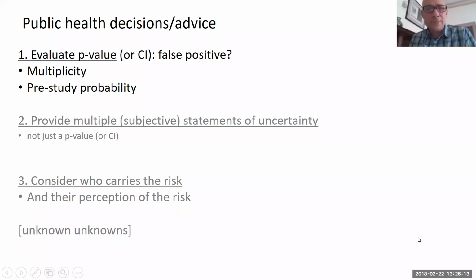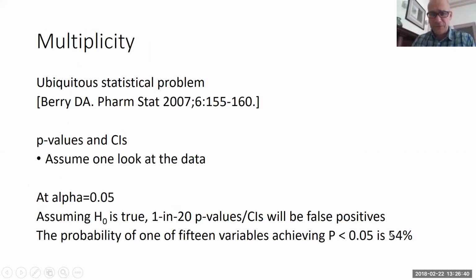So now with that background, I'm onto the structured framework for public health decisions or advice. The first step, and it's the step that I'm going to spend the most time on because it's the most statistical, is to evaluate the p-value and confidence interval to assess whether it's a false positive. There are two sub-steps, which are related, but I'm suggesting that you consider them separately: multiplicity and the pre-study probability. So first of all, multiplicity. It's a ubiquitous statistical problem. I've just given one reference on this slide that I found helpful and accessible.